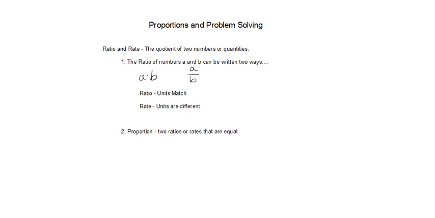In a proportion, you have two ratios or rates that are equal. So we'll use ratios a over b and c over d. We can simplify these by cross multiplication to where ad equals bc.